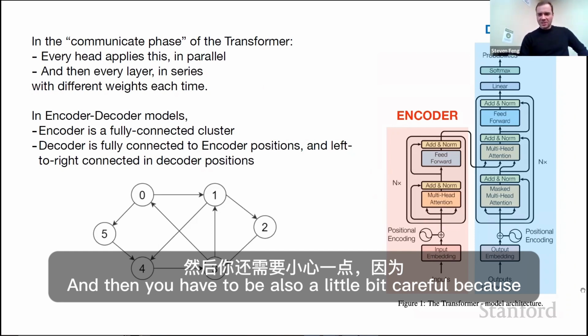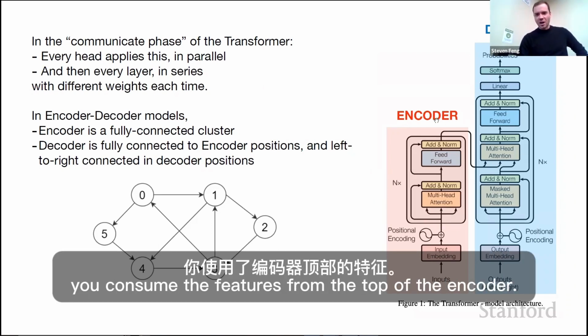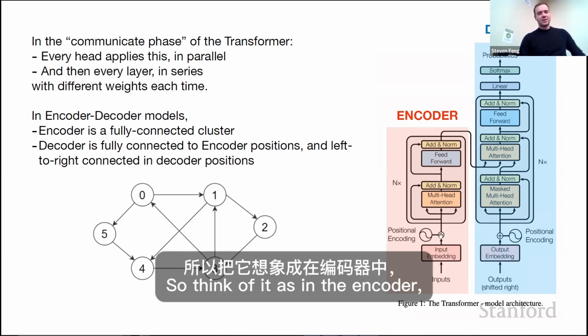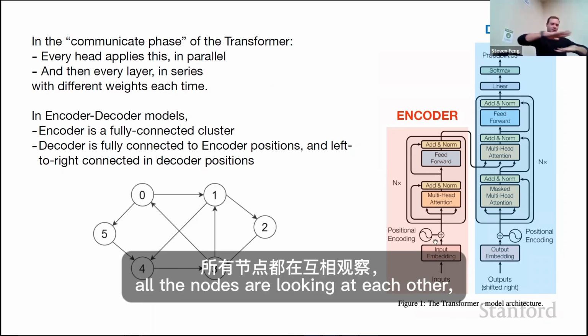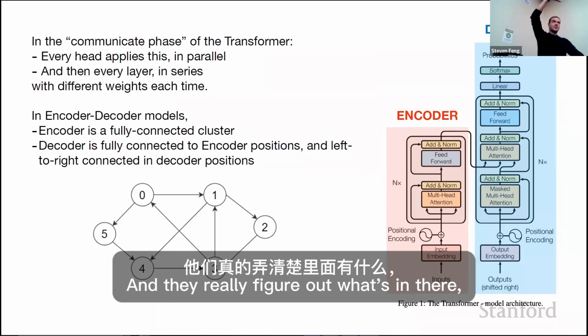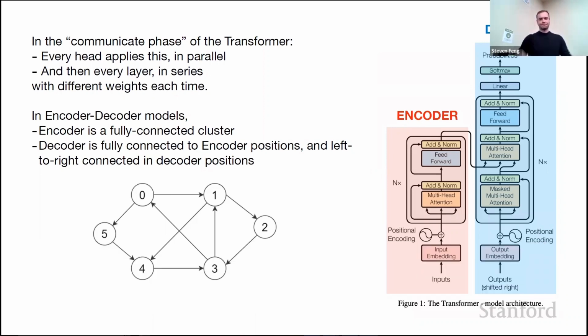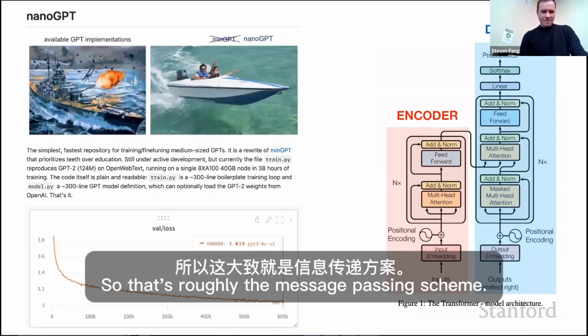And then you have to be also a little bit careful because in the cross attention here with the decoder, you consume the features from the top of the encoder. So think of it as in the encoder, all the nodes are looking at each other, all the tokens are looking at each other many, many times, and they really figure out what's in there. And then the decoder is looking only at the top nodes. So that's roughly the message passing scheme.